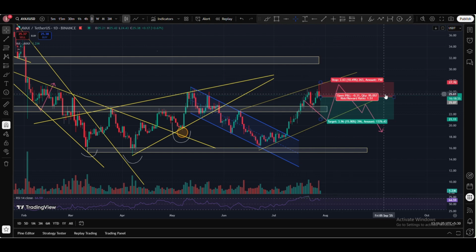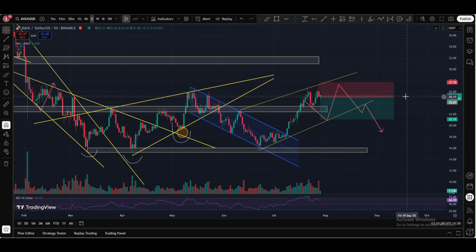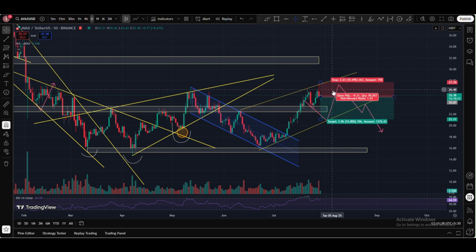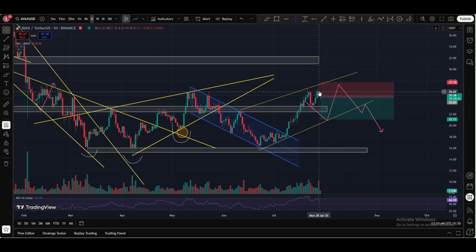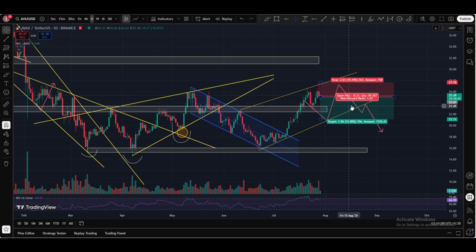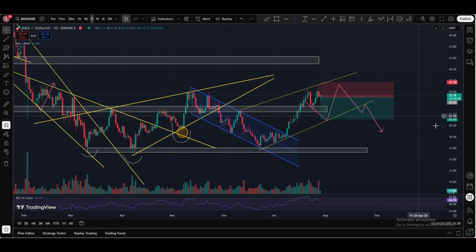Therefore, I got the entry at this level, 25.38, and I put the stop loss at this candle's upper level, and I got a 1 to 1.5 risk to reward ratio.